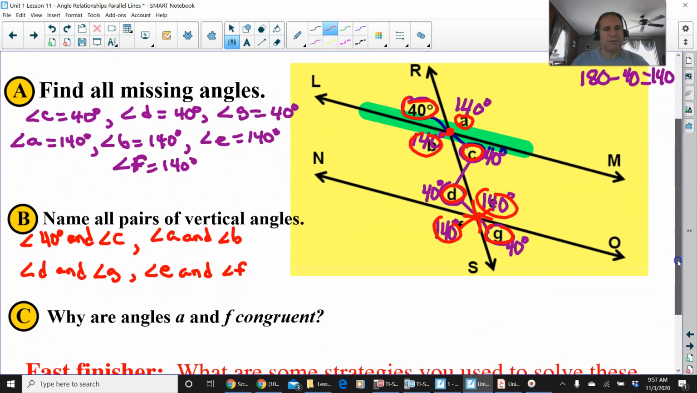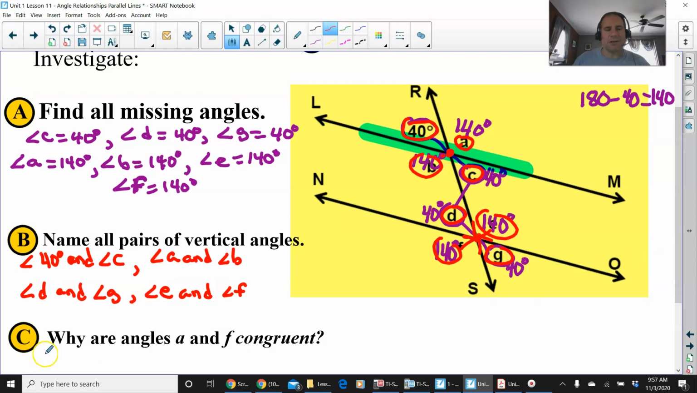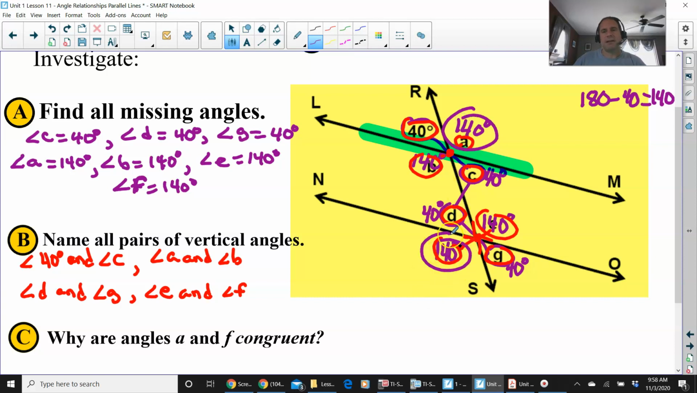We are going to talk about why this question here, C, why are angles A and F congruent? So first, I just want to circle A is here and F is here, because I have a lot of writing on them.